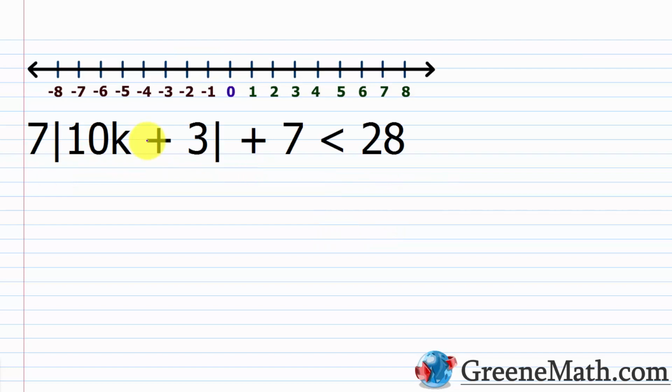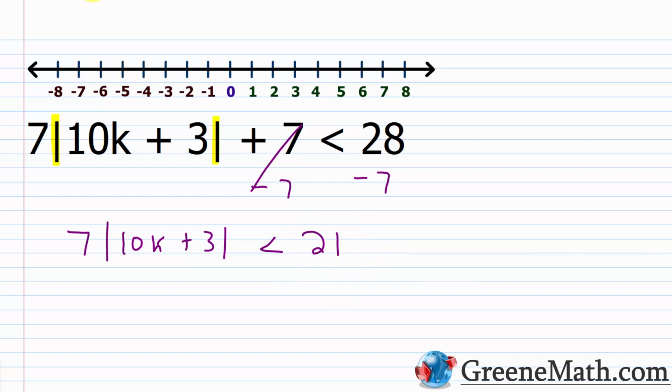All right, for the next one, we're looking at 7 times the absolute value of 10k plus 3, plus 7, is less than 28. So again, I want to isolate the absolute value operation before I do anything. Don't make the mistake of just trying to apply the rule before you have isolated the absolute value operation. So I want to subtract 7 away from each side first. I'll have 7 times the absolute value of 10k plus 3. This is less than 28 minus 7, which is 21.